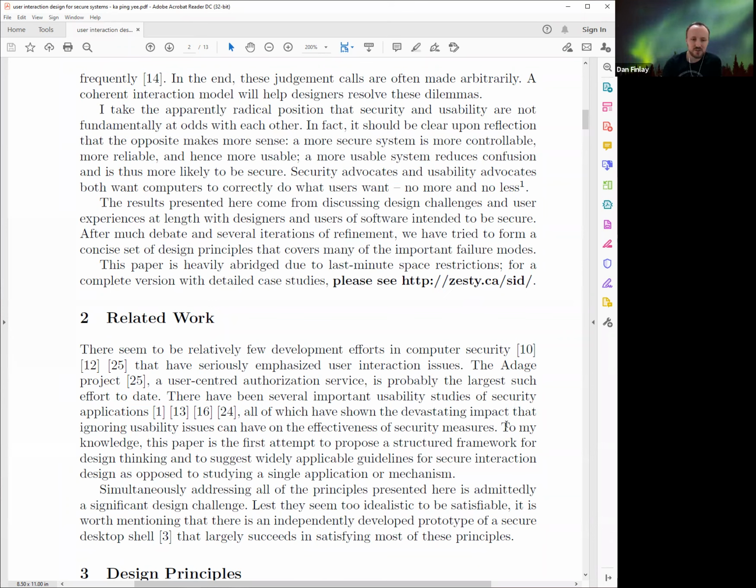The results presented here come from discussing design challenges and users' experiences at length with designers and users of software intended to be secure. After much debate and several iterations of refinement, we've tried to form a concise set of principles that covers many of the important failure modes. This paper is heavily abridged due to last-minute space restrictions. For a complete version, please visit this site.